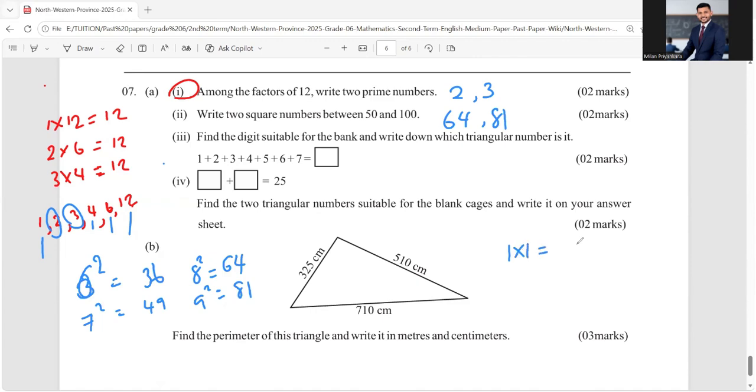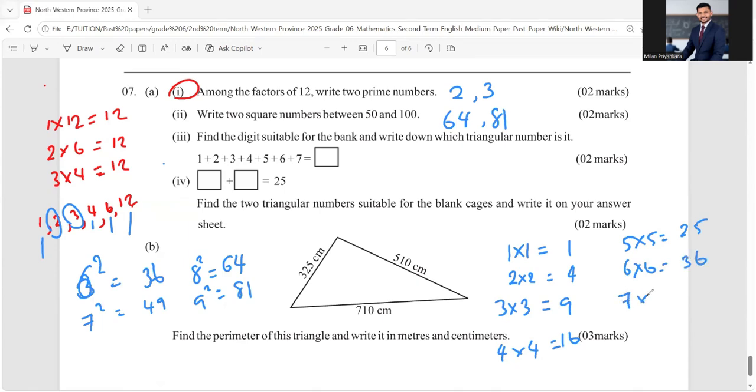So 1 into 1 is equal to 1 square, which is a square number. 1 into 1 is equal to 1. 2 into 2 is equal to 4. 3 into 3 is equal to 9. And 4 into 4 is equal to 16. 5 into 5 is equal to 25. 6 into 6 is equal to 36. 7 into 7 is equal to 49. And 8 into 8 I have written. 8 into 8 is equal to 64. 9 into 9 is equal to 81. 10 into 10 is equal to 100. So these are the square numbers.